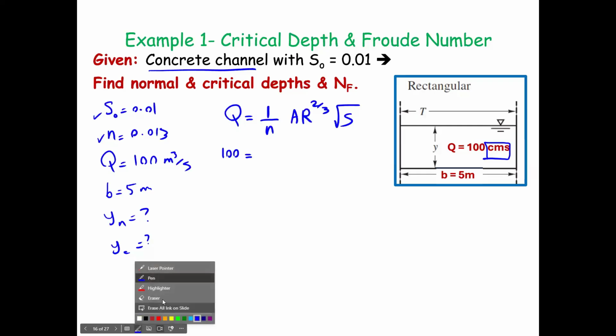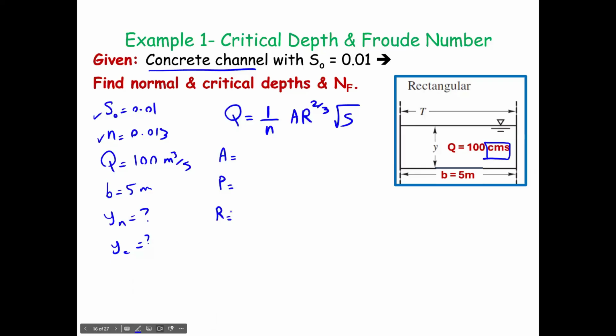I want to start from here because I have nothing, and I'm going to start from finding the area. When I have Manning, for sure, I will start finding these three: area, perimeter, and R. A is B Y plus Z Y squared, or no, it's rectangular, so I don't even need to use that. P is B plus 2Y, R is A over P. Do you have B? Yes. And I will write N because it's normal depth: R is 5YN over 5 plus 2YN.